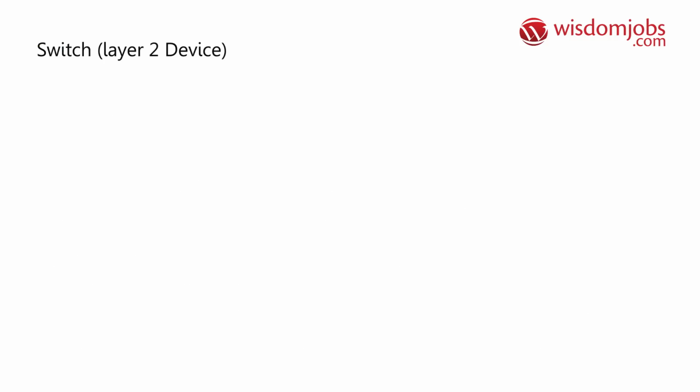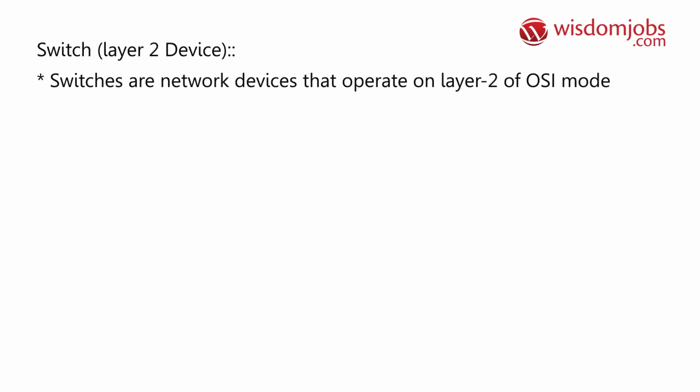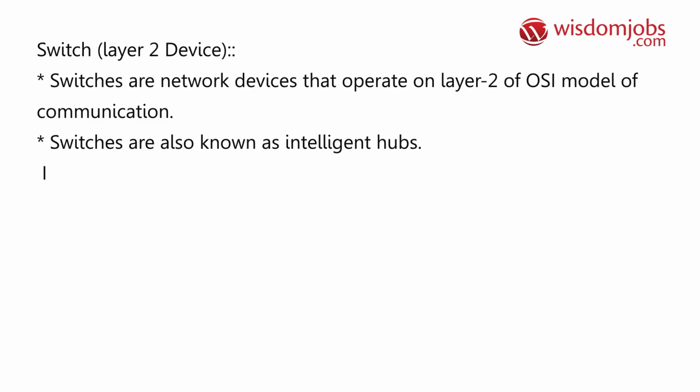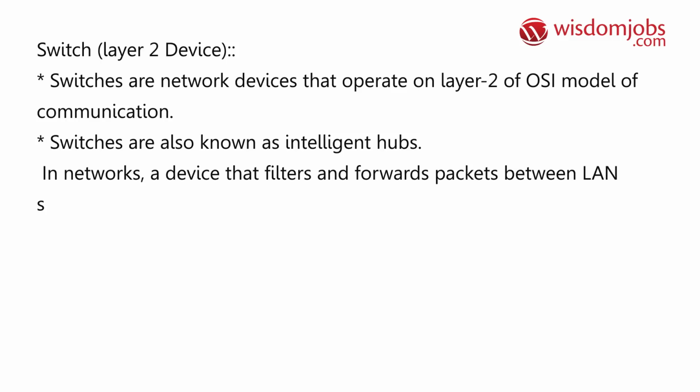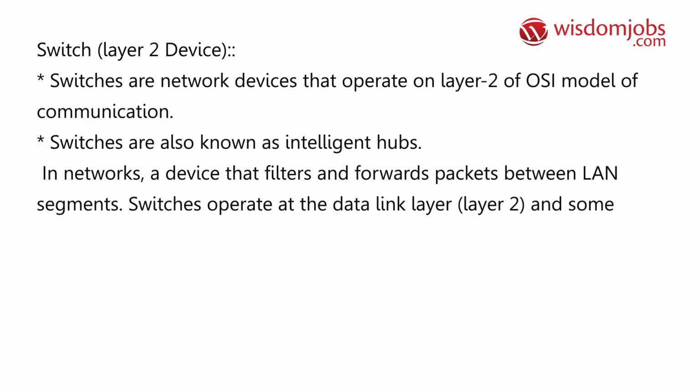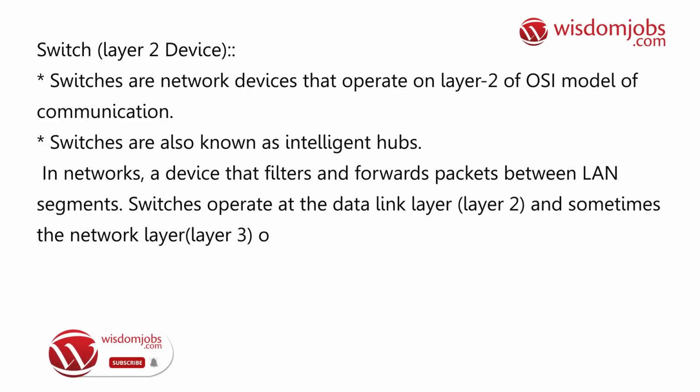Switch, layer 2 device. Switches are network devices that operate on layer 2 of the OSI model of communication, and are also known as intelligent hubs. In networks, a switch is a device that filters and forwards packets between LAN segments. Switches operate at the data link layer, layer 2, and sometimes the network layer, layer 3, of the OSI reference model.